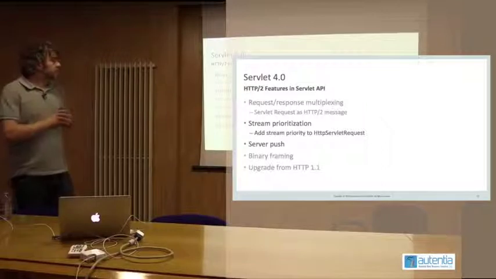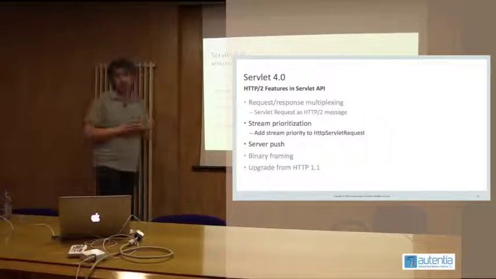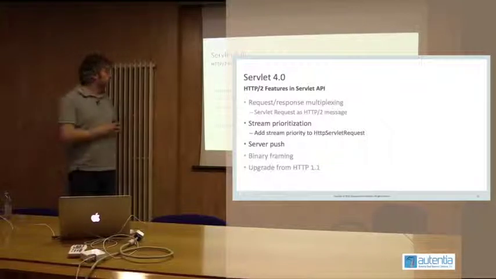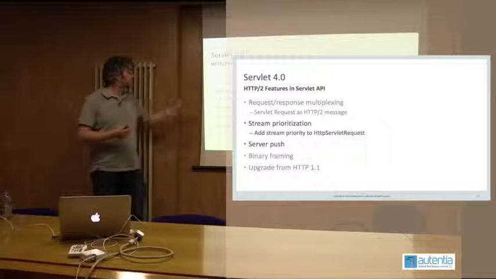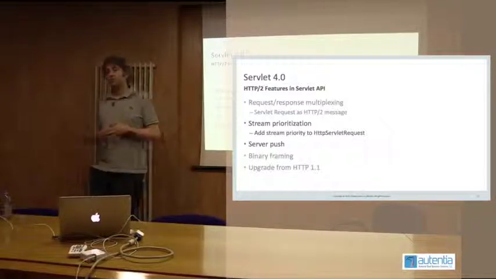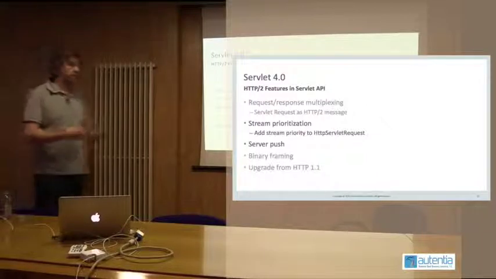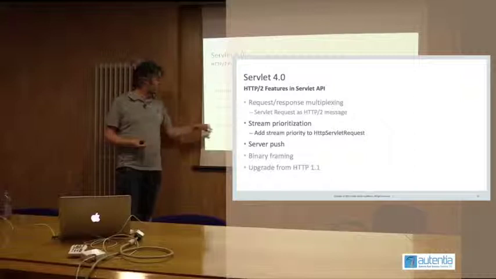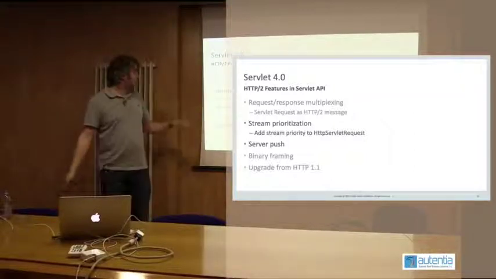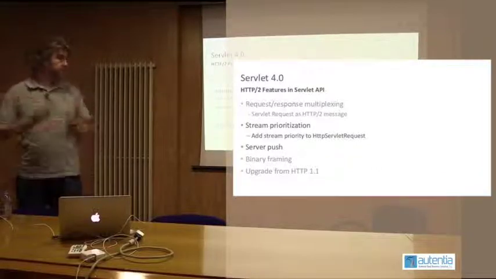But from a developer point of view, we think that most of them will be hidden. So the only ones that we would like to expose through the Servlet 4 API are stream prioritization, having the ability to see which priority has been set on a stream and also change the priority on the streams, server push, and upgrade from HTTP 1.1. And clearly, server push is the big deal of web development.